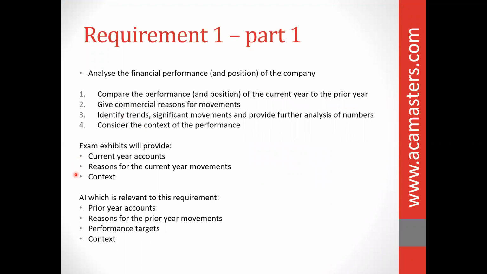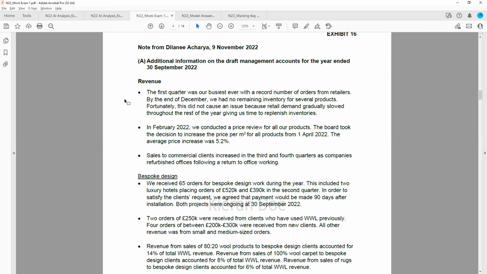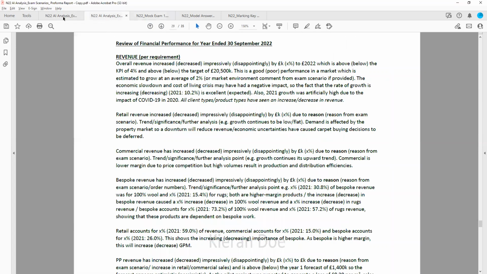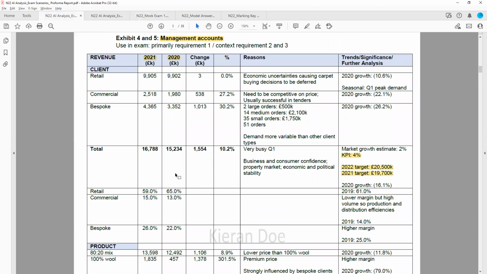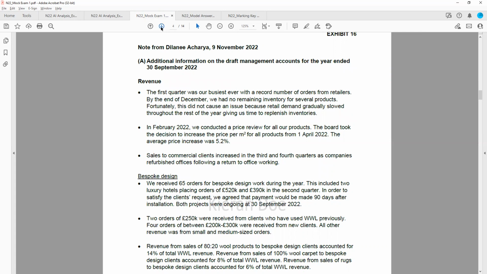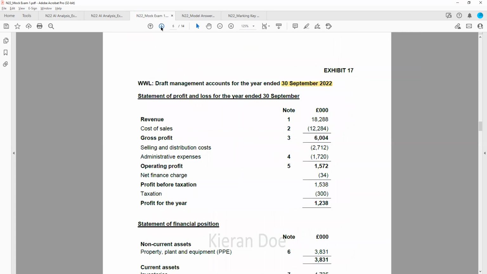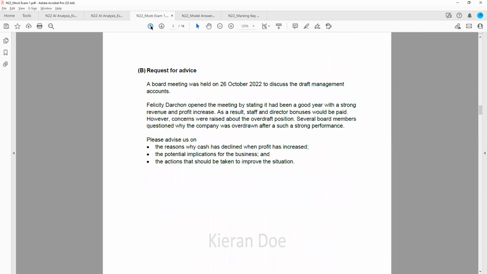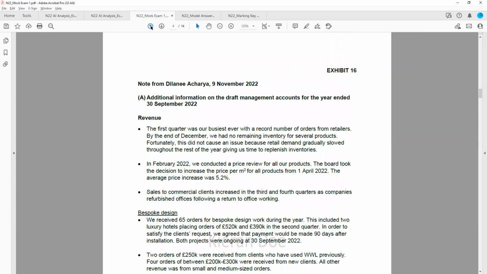And we may get some additional context points as well. So of course, requirement 1 is quite predictable because of course we've thought about the management accounts, looked at the key numbers, calculated the key ratios as to how we would assess performance of this company. And then of course exam day comes and then we have got the actual numbers and we've also got the reasons why things have moved year on year.